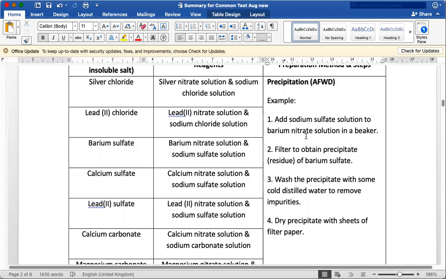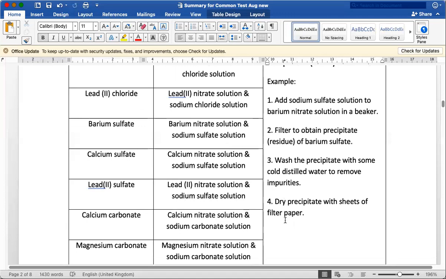So you add sodium sulfate to barium nitrate, for example, to prepare barium sulfate precipitate. Mention the beaker, and then filter, F, to get the residue, and then wash, W, with distilled water to remove impurities, because some impurities could still be soluble. If they ask why you need to wash, it is because there are still soluble impurities stuck with the precipitate, so you need to wash them away to ensure the precipitate is pure. And then you dry it with filter paper. The last step is always the same: dry. It's always wash and dry, if you notice. Everything ends with wash and dry to get a dry sample.